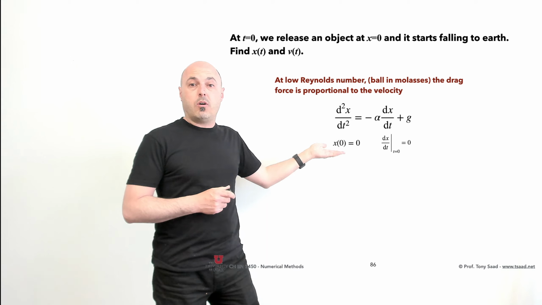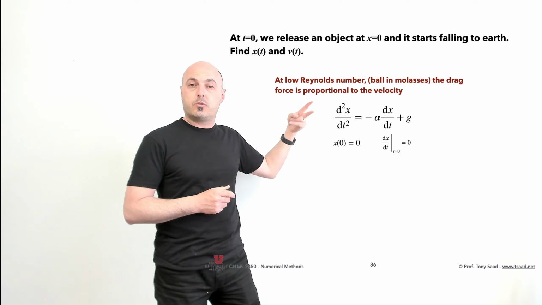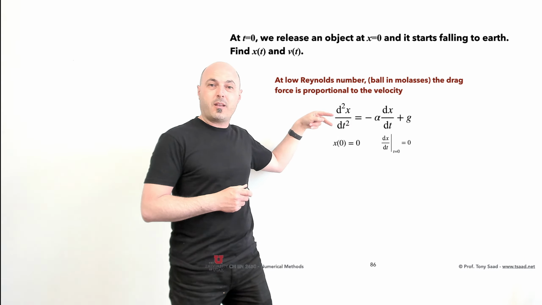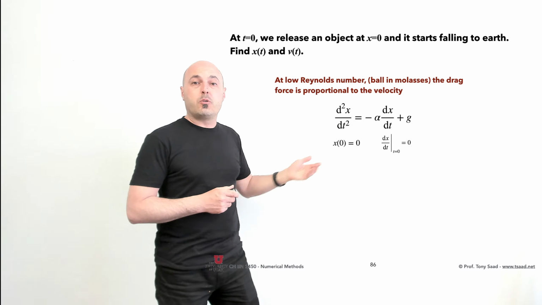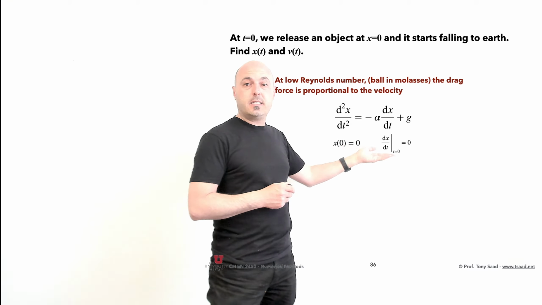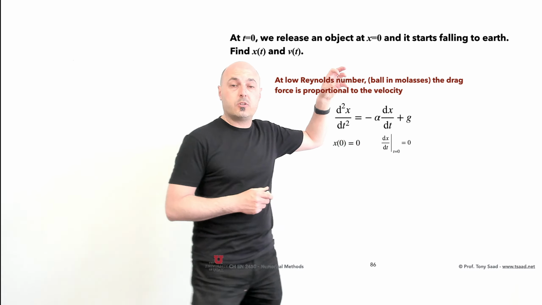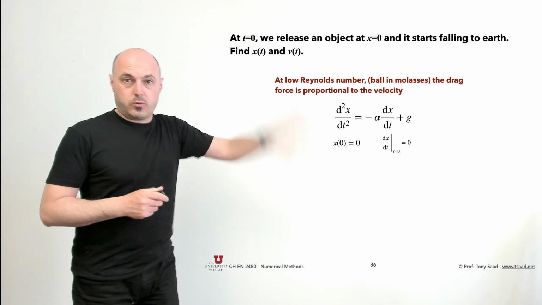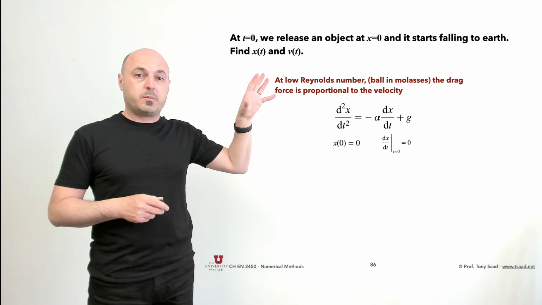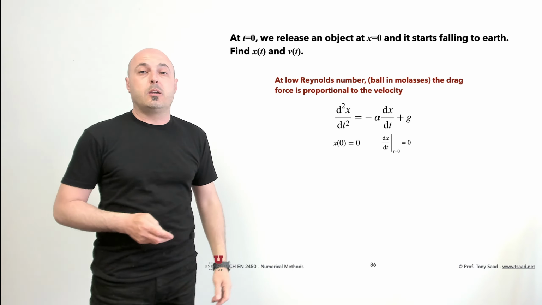Initial conditions are, you need two initial conditions here because you have a second order derivative. So you need x at 0 and dx/dt at 0. So we assume the initial position is 0. And the initial speed, so you're not throwing it at a speed, the initial speed of the object, just releasing it, is equal to 0.